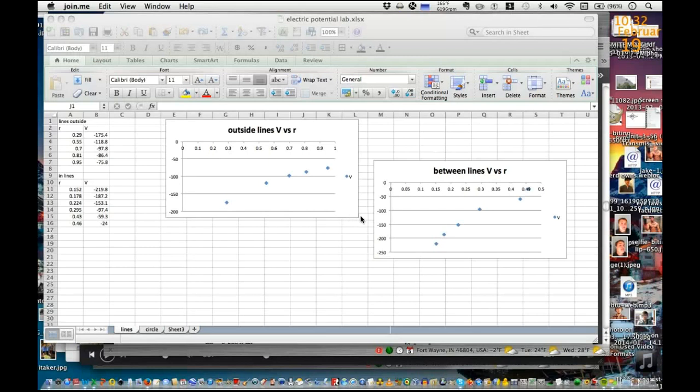I don't think this is it. This is the line of charge. Wait, let me get my paper. How about in between? Oh, maybe this is it over here. You're looking at part A. It's the one on the right. Okay, so everybody look at the one on the right there.